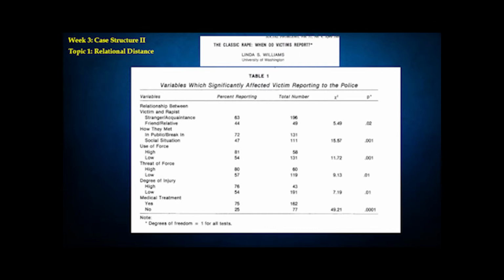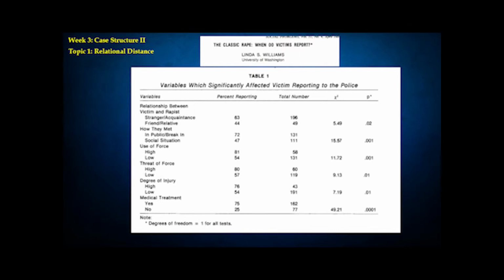One example of the effects of relational closeness on law comes from the study of rape and sexual assault. There was a study by Linda Williams on when victims will report their rape to the police, and she compared cases where the relationship between the victim and the rapist was a stranger or acquaintance, and she found that the percentage of victims who reported in that case was higher than in cases where it was a friend or relative.